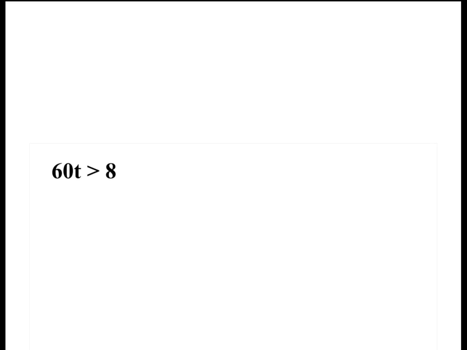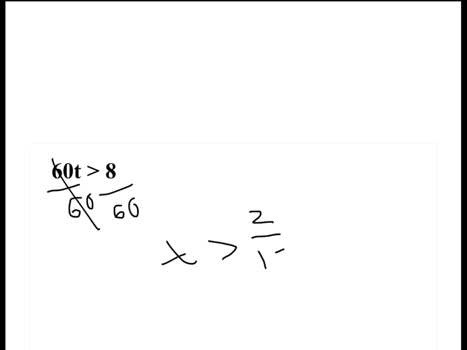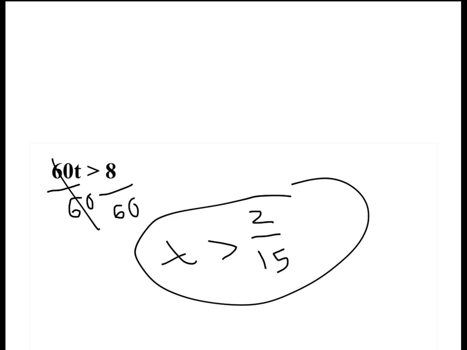Write this down. So I have 60t is greater than 8, so I divide both sides by 60 to find out what t is greater than. 8 divided by 60, what I can do is just reduce this. I can take 4 out of each and get 2/15. And there's my answer. T is greater than 2/15.